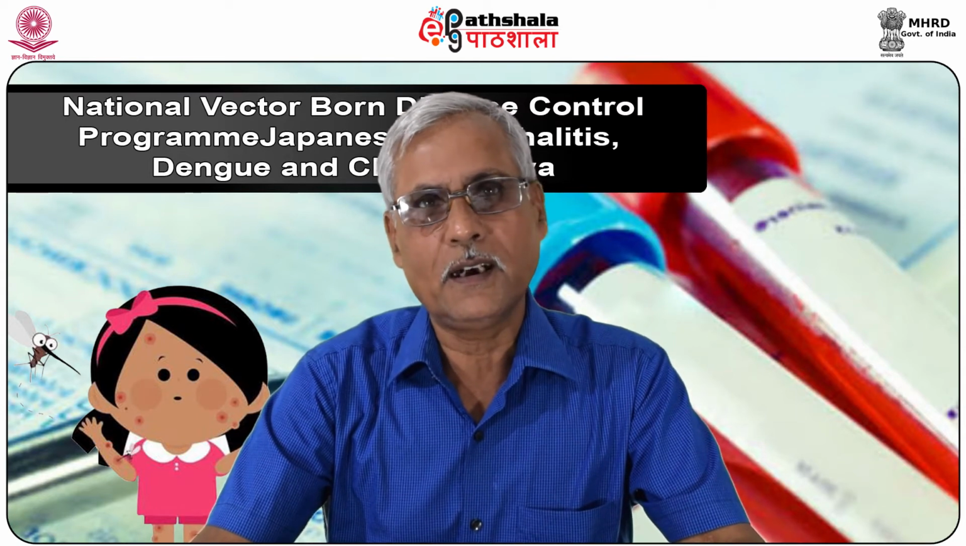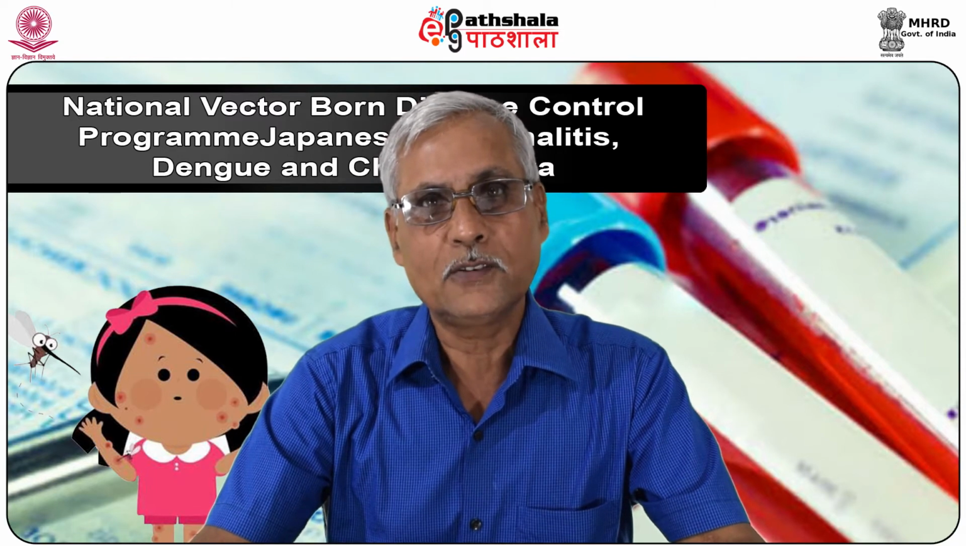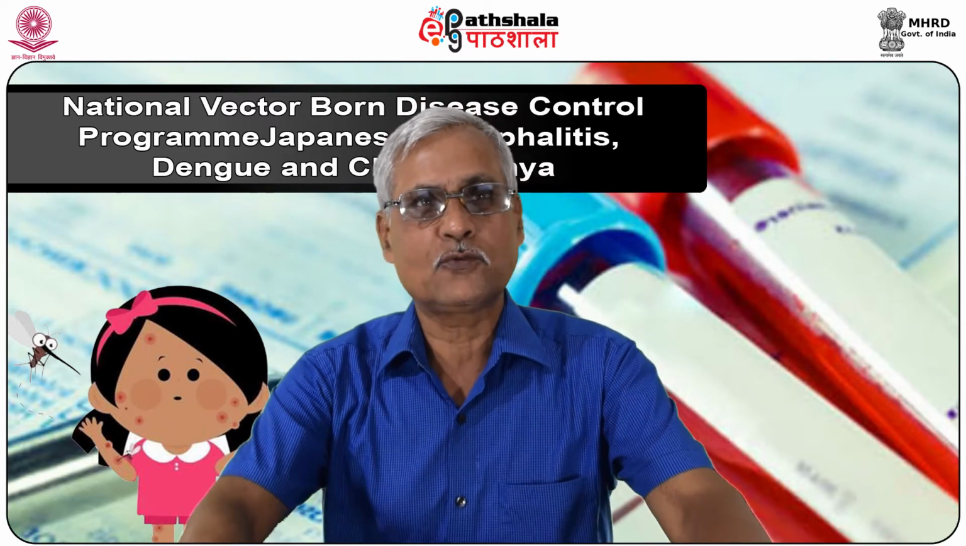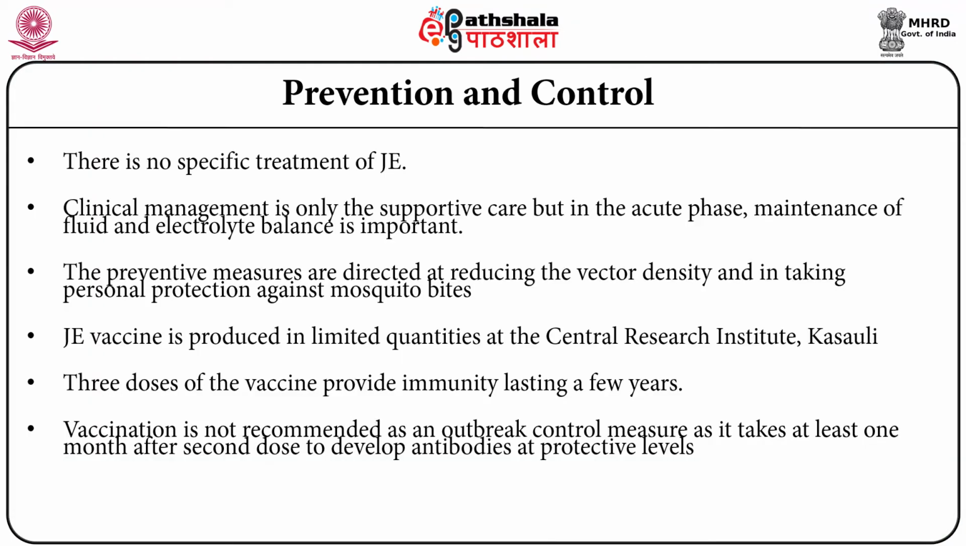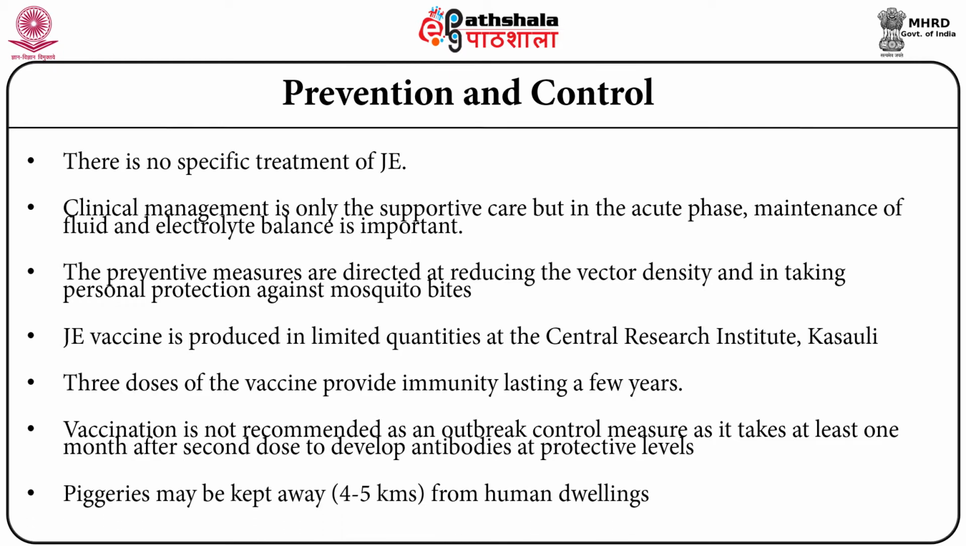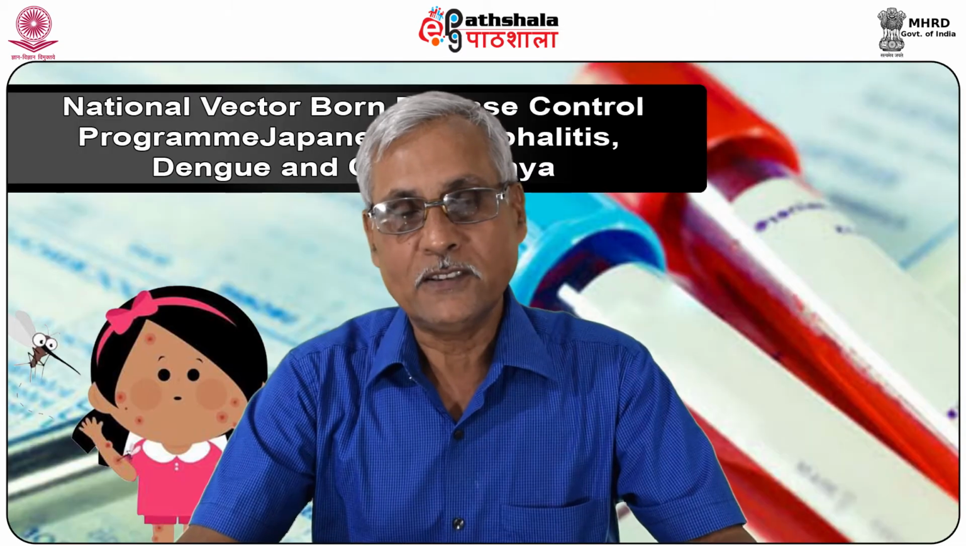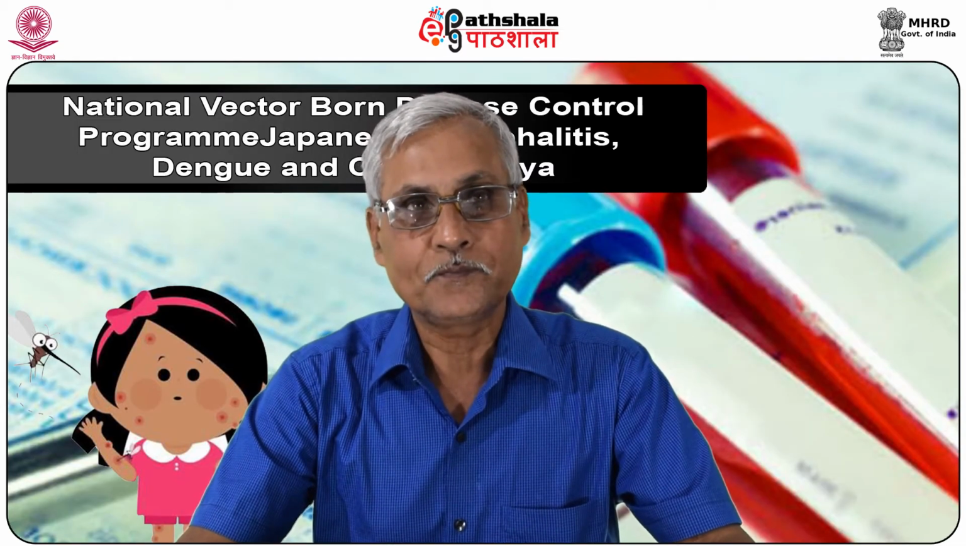Vaccination is not recommended at the time of outbreak control as a control measure, as it takes at least 1 month after the second dose to develop antibodies at protective levels. The point that has to be internalized is that if there is an impending outbreak of JE in a particular area, then at least 1 month prior to that, the second dose must be completed. There is no point in immunizing people at the time of outbreak.